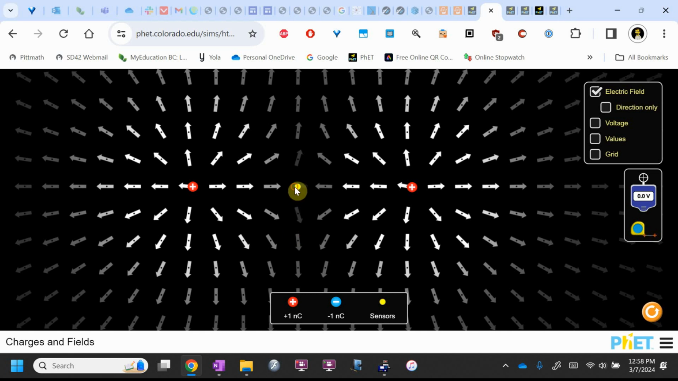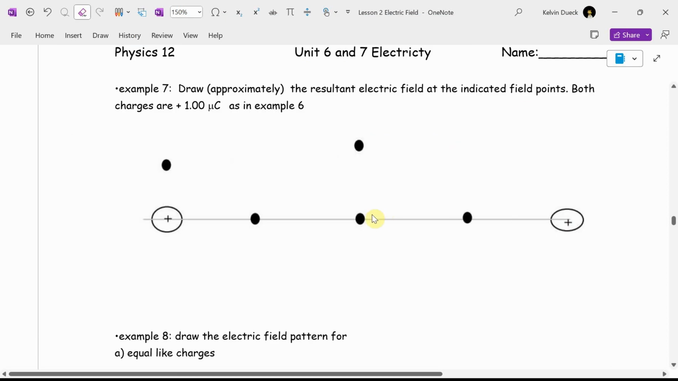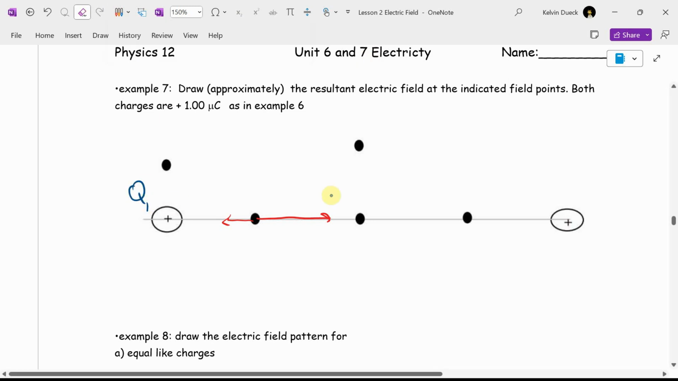What about right here? What's the net electric field direction? Now, how can I explain that? What I really have right here, just look up, this is pushing really hard to the right. This is repelling a little bit to the left. Oh, you know what I should have done? First thing, Q1, Q2, because now I can use terms. So Q1 is repelling to the right.